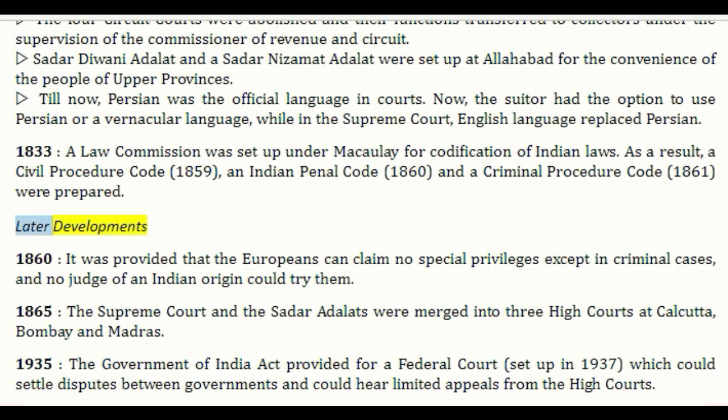Later developments. 1860: It was provided that the Europeans can claim no special privileges except in criminal cases, and no judge of an Indian origin could try them. 1865: The Supreme Court and the Sadar Adalats were merged into three high courts at Calcutta, Bombay and Madras. 1935: The Government of India Act provided for a federal court, set up in 1937, which could settle disputes between governments and could hear limited appeals from the high courts.